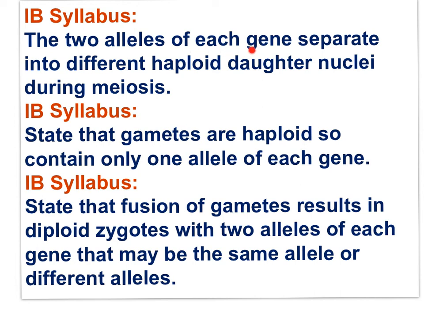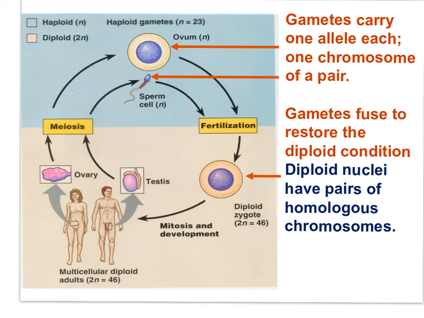The 2 alleles of each gene separate into different haploid daughter nuclei during meiosis. State that gametes are haploid, so contain only one allele of each gene. State that fusion of gametes results in diploid zygotes, with 2 alleles of each gene that may be the same allele or different alleles. Individuals inherit alleles, one from the father and one from the mother.